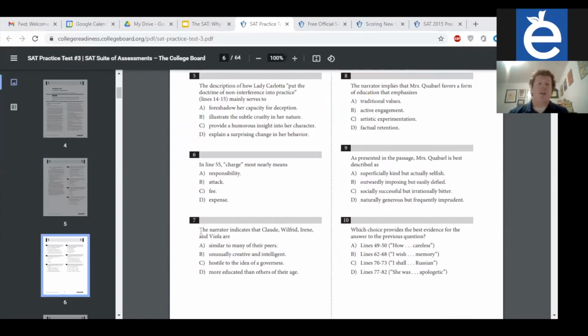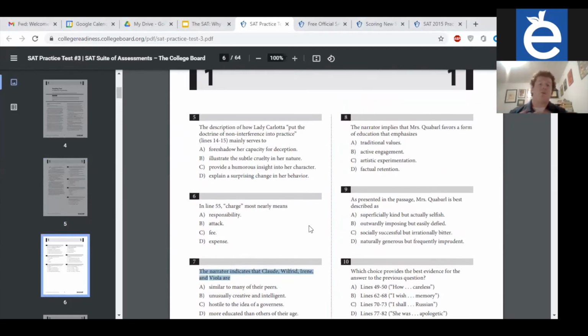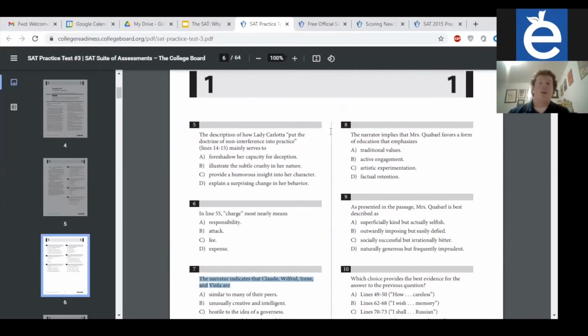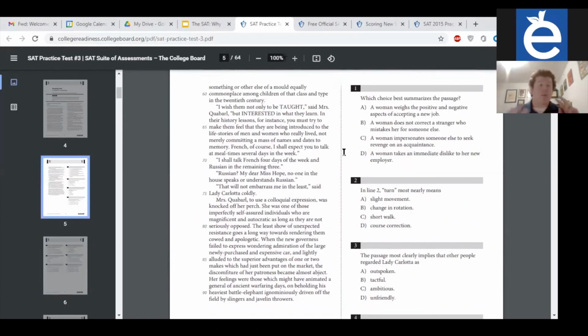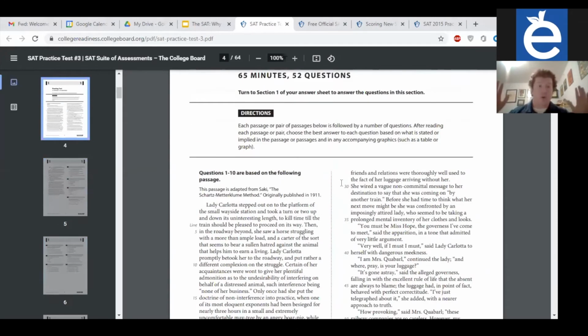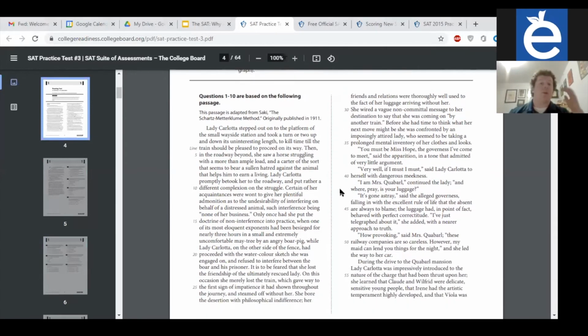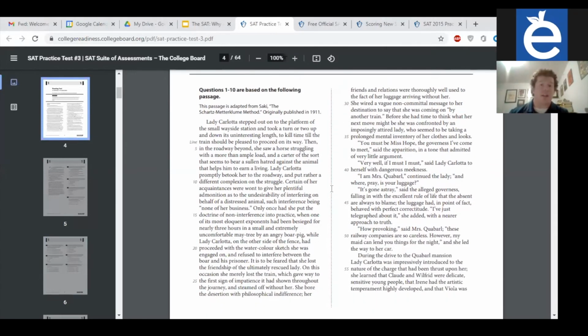Looking at, okay, number 7. So Claude, Wilfred, Irene, and Viola are. They don't give us any line numbers. They don't give us any paragraphs to look in. So what we have to do, right, we're applying our strategy. We look through the questions first. We go to our passage. We're reading through. We have to look for where the context is going to be.